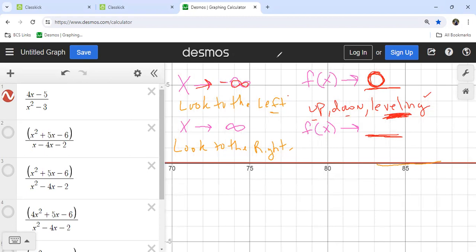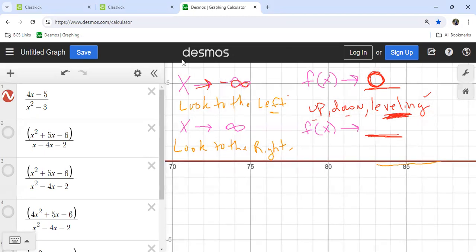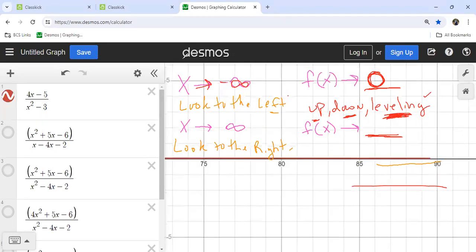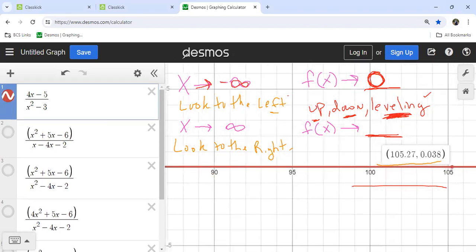Again, is it going up? Is it going down? Or is it leveling out? And as you can see over here, as we do this, it is leveling out again. No matter how far I keep going over here, it levels out, and it says 0.037.